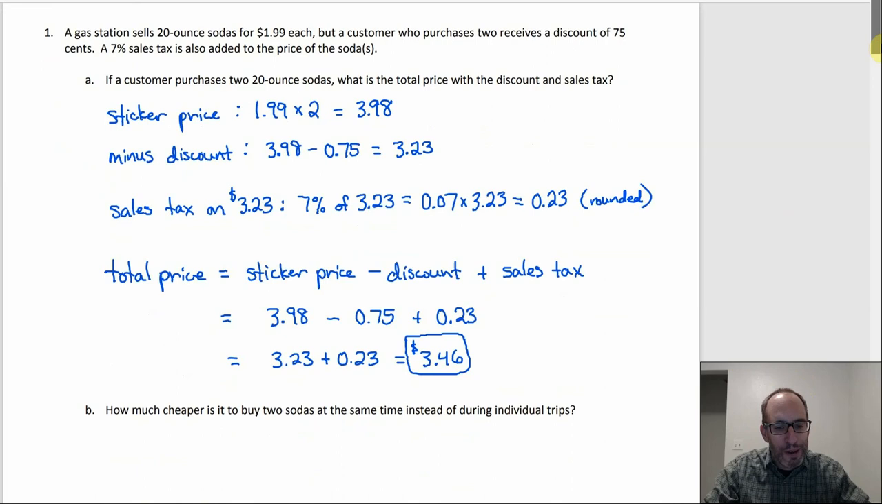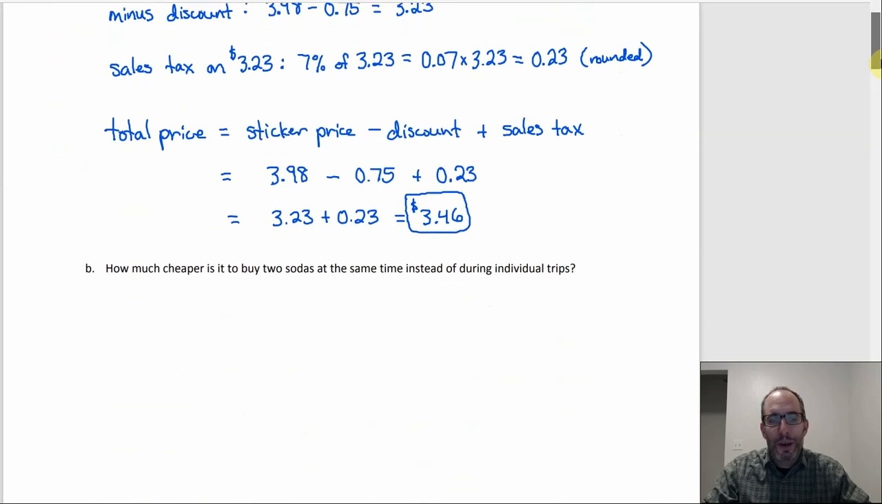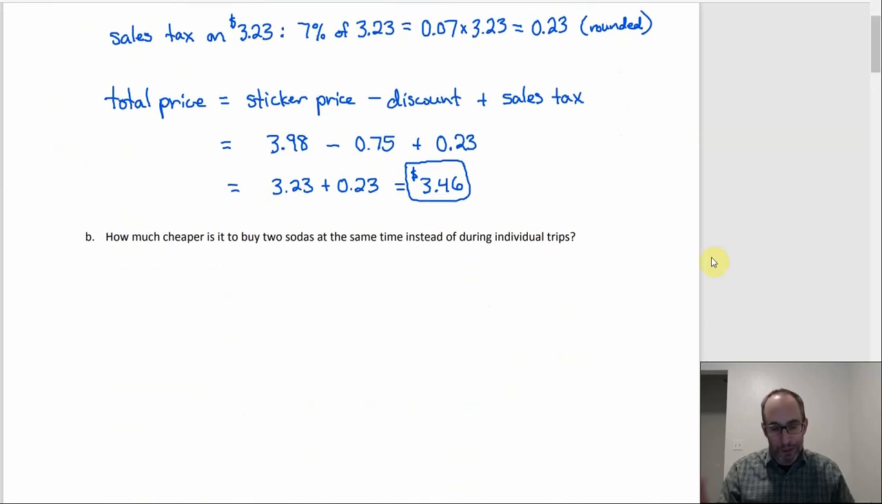But then part B, what if instead of buying two at the same time, you had two separate trips where you bought one at a time? That's going to be more expensive because you don't get the discount that way. But how much more expensive? It's not more expensive by 75 cents, though it seems like it might be that. The amount of the discount is involved, but you also have to factor in the tax, right? Because the discount happens before the tax.